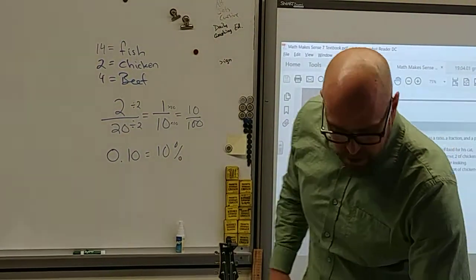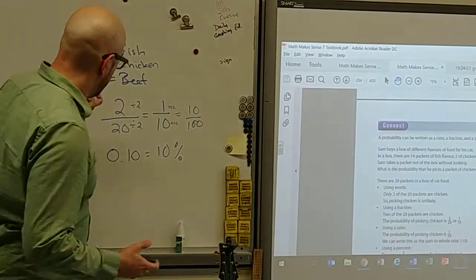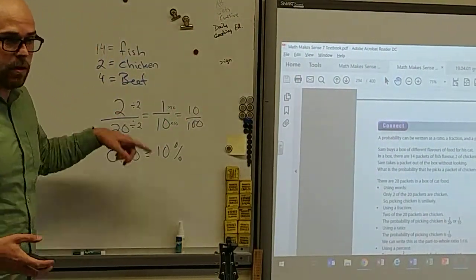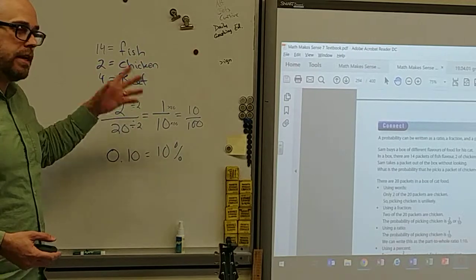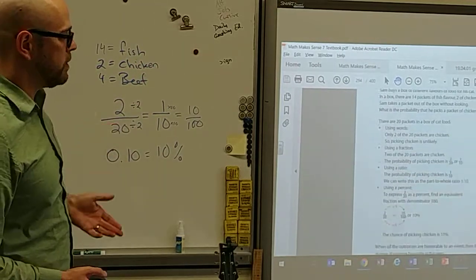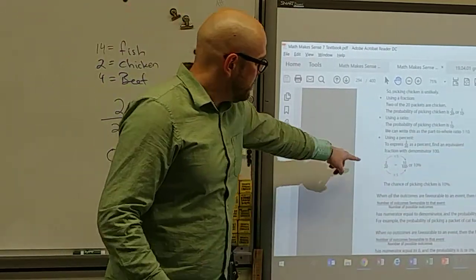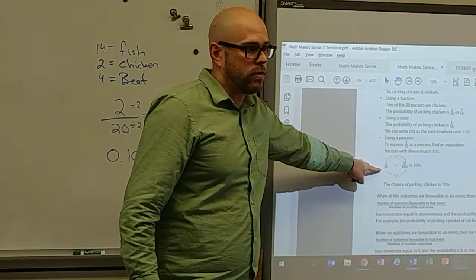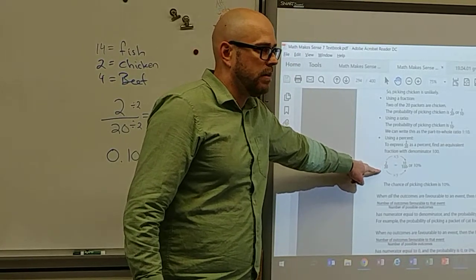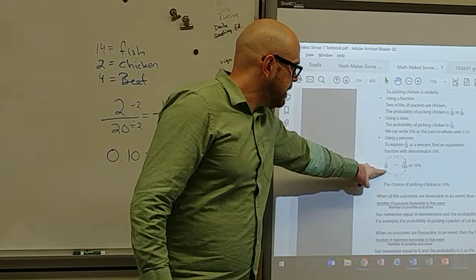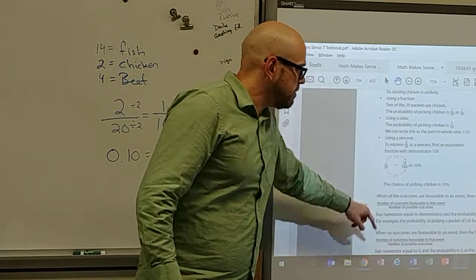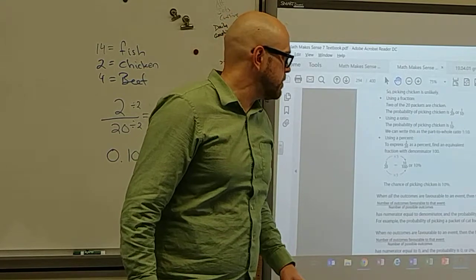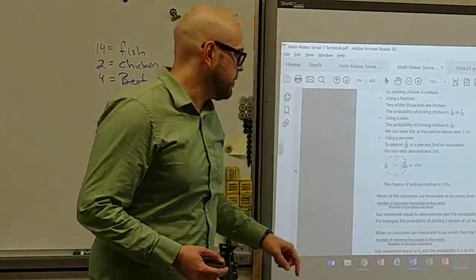All right, so I see you can convert from a fraction to a decimal to a percent. And I can see that you're starting to represent it these ways. Now, right here, this shows where a kid got 2 over 20, that there were 20 pieces and 2 of them are chicken. But what they did, they turned it into something over 100 so that they could figure out that percent real easy peasy, just like we did on the board.